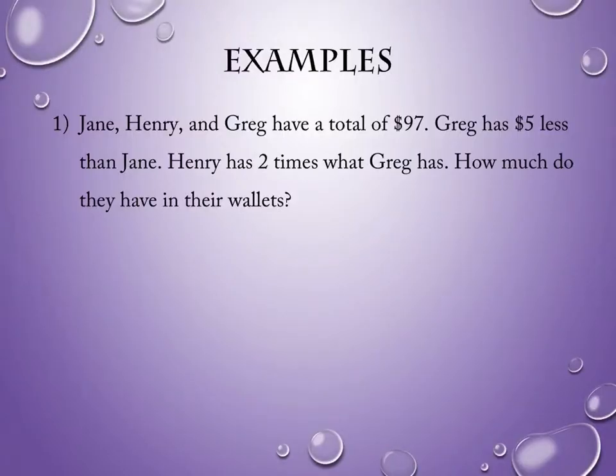So here's our first example. Jane, Henry, and Greg have a total of $97. Greg has $5 less than Jane. Henry has 2 times what Greg has. How much do they have in their wallets?